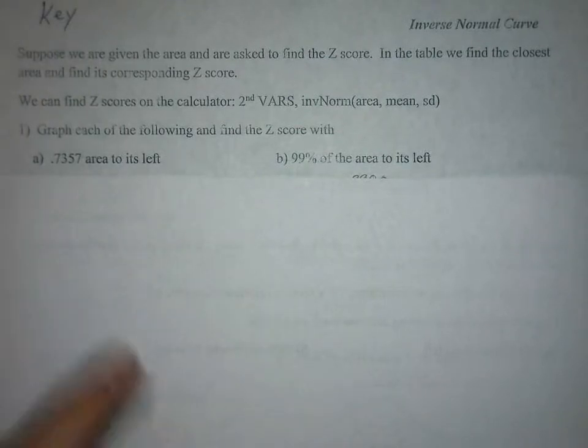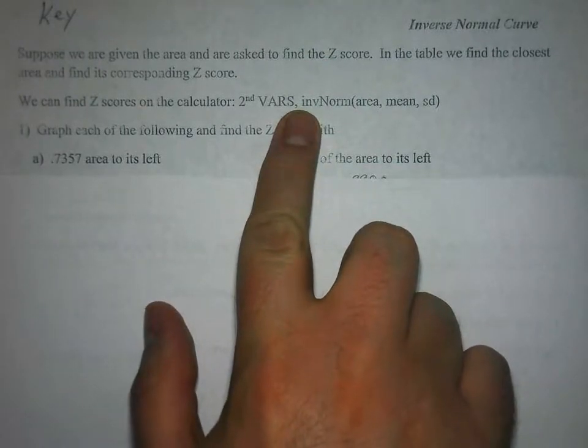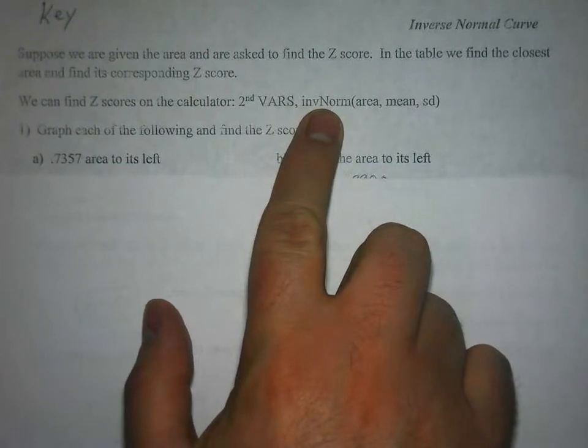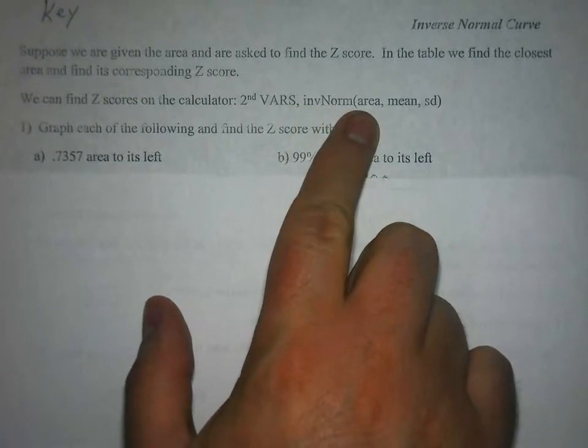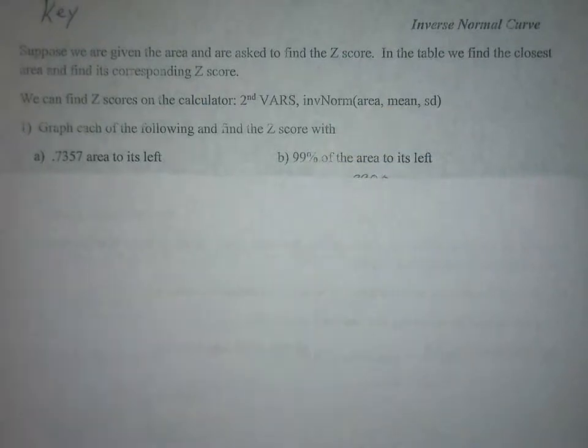Okay, so in the calculator, we can do second bars and INV for inverse norm. You put the area, comma mean, comma standard deviation.